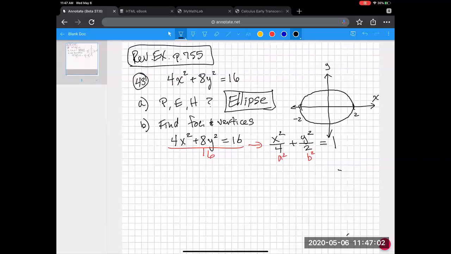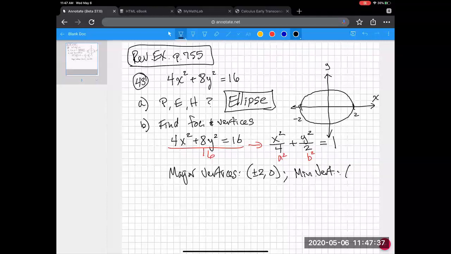So we want to identify the vertices and the foci. First of all, the vertices. They probably just want the major vertices, but I'm going to put them both up. So major vertices are at plus or minus 2, 0. That's 2 points given there. And then the minor vertices are at 0, plus or minus the square root of 2.